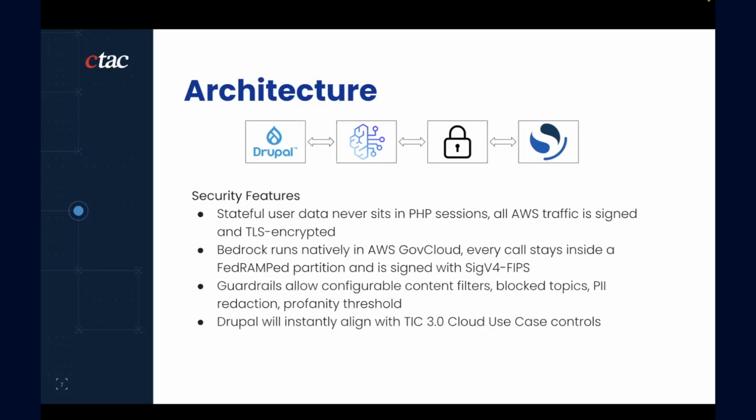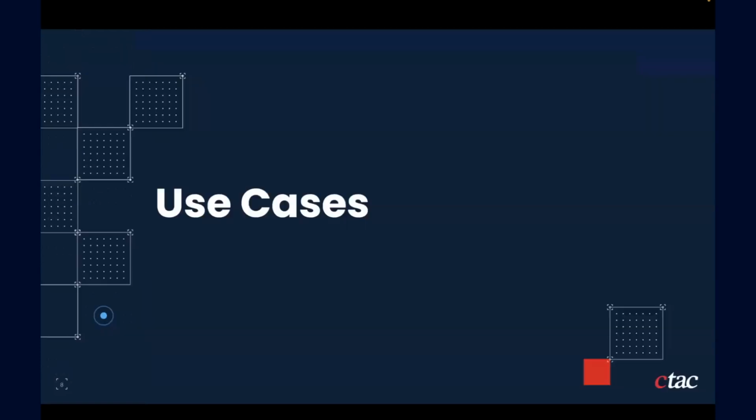And Drupal in AWS is essentially going to align automatically with the TIC 3.0 cloud usage, TIC being the Trusted Internet Connections, which is put out by the Cybersecurity and Infrastructure Security Agency. It pretty much just outlines security patterns and controls for agencies when using cloud services. So you get a lot of great things essentially out of the box by running this in AWS and in their AWS GovCloud. And we will just move on to a couple of great use cases that this could be used for.